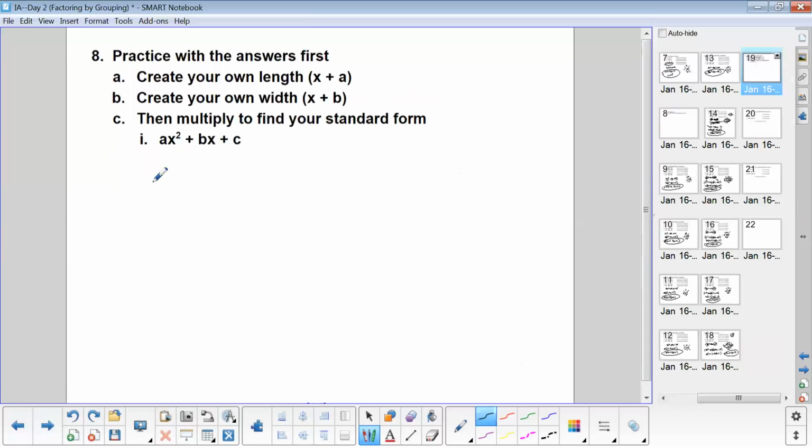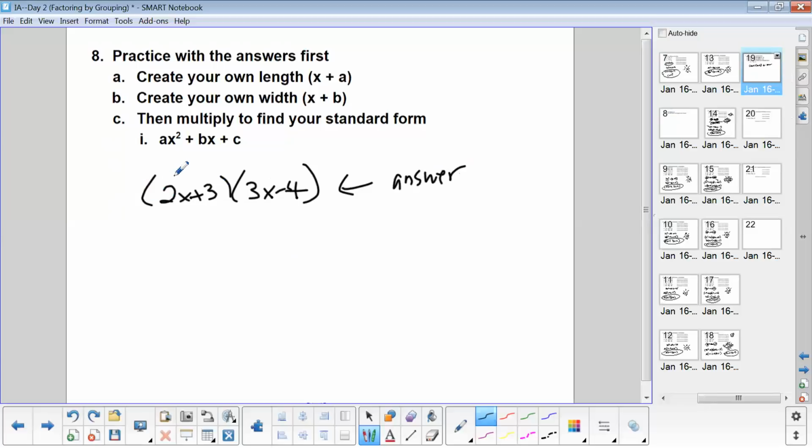Now this slide here, just for kicks and giggles, if you ever want to practice, you can always create your own. If you ever want to practice factoring by grouping, you can make up one, like 2x plus 3 and 3x minus 4. Well, this is actually the answer. You've actually created your answer in factored form.